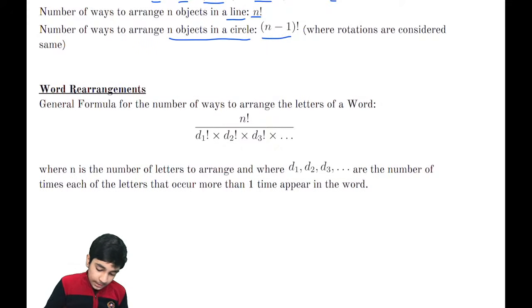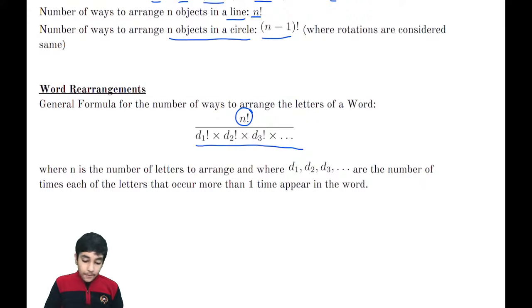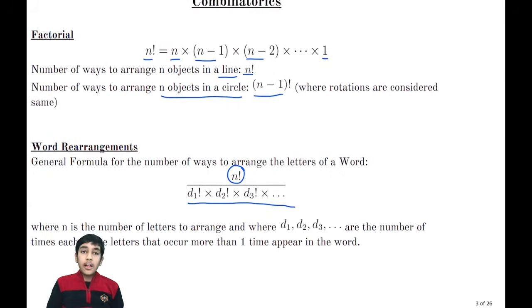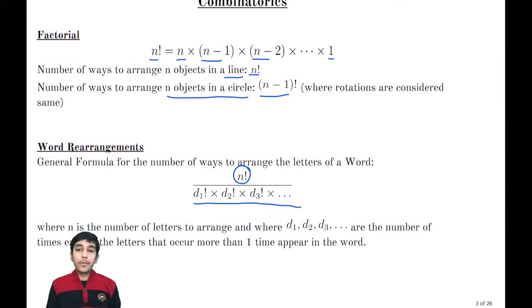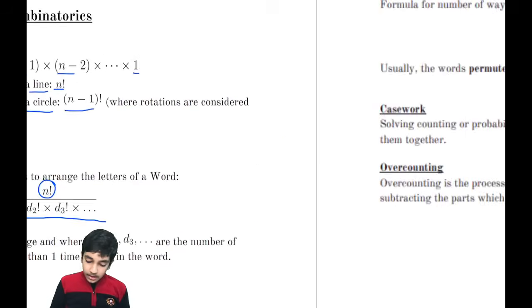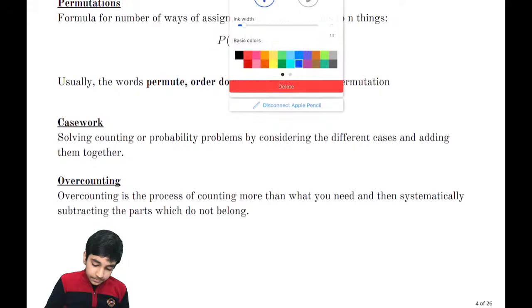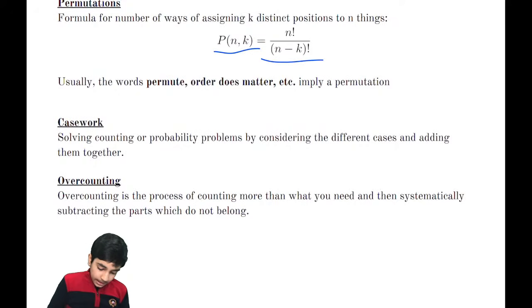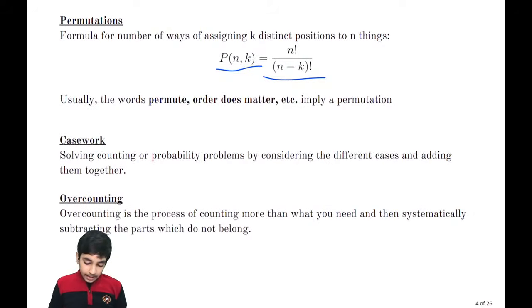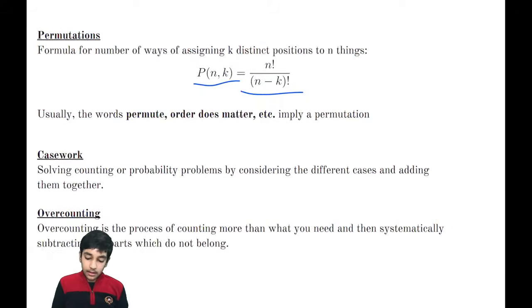And then word rearrangements, we just do n factorial over the d1s, d2s factorial. And we already learned these concepts in the AMC 8 classes, so you can review those videos for more details and information. We also have permutations and we also have casework, which is by considering different cases, and overcounting by subtracting the bad cases. Basically, like subtracting the parts that do not belong from the cases.